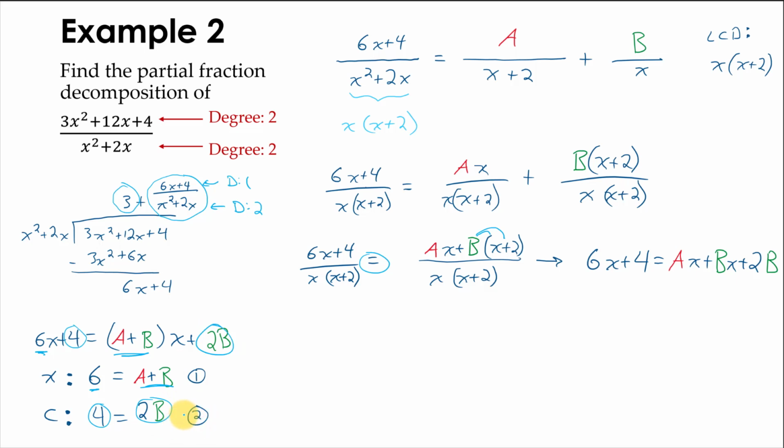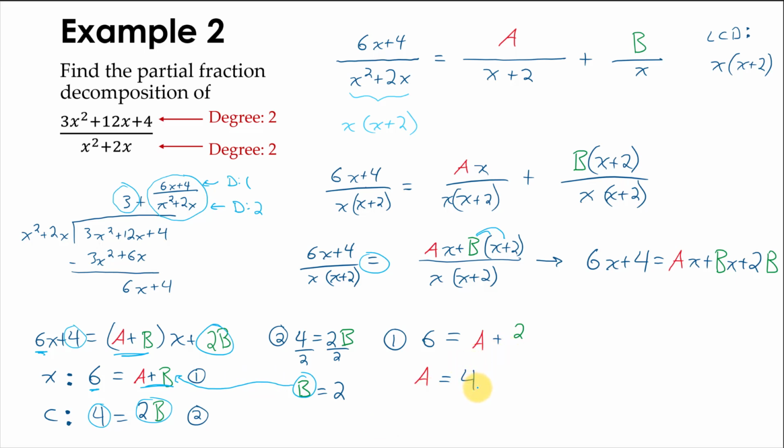Okay, so now we can just go through, and since b is easy to solve for, we're just going to solve for b. That's equal to 2. And looking at equation 1, now I can just take this b and plug it right into equation 1. And when I solve for a, I get that a is equal to 4.